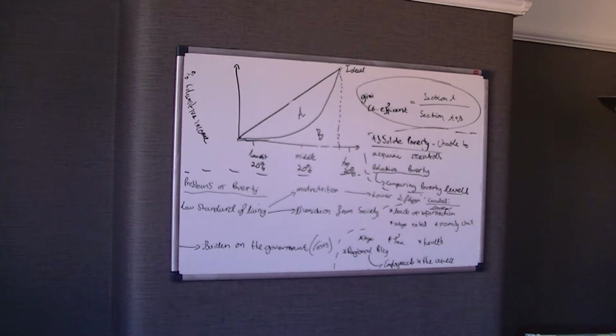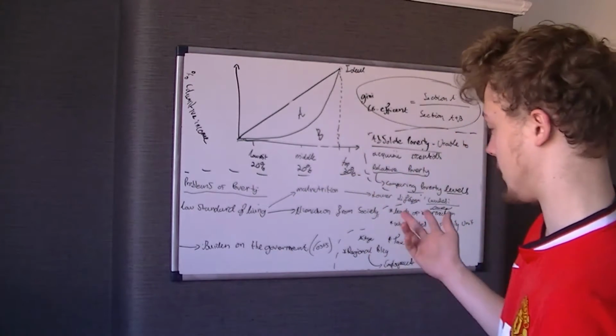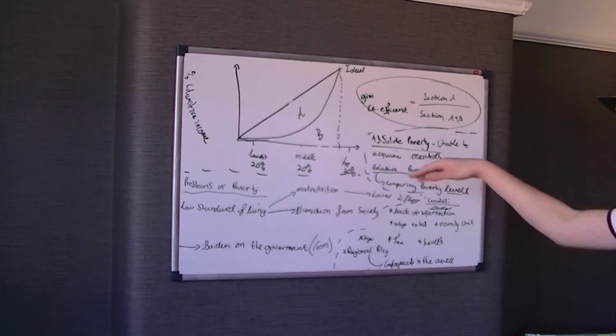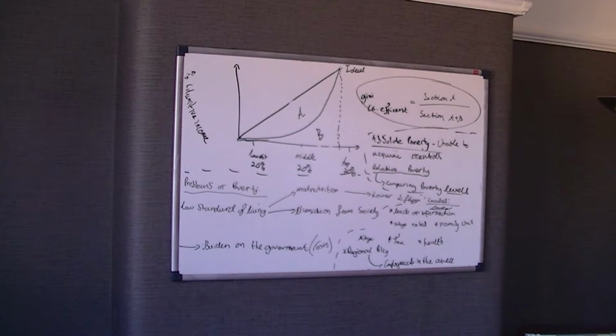Okay, so that's pretty much it for causes of poverty. Now, just going to rub these out: problems of poverty. They're quite simple, really. It's just a burden on the government and low standard of living, which, as I said, branches out into malnutrition and alienation from society.